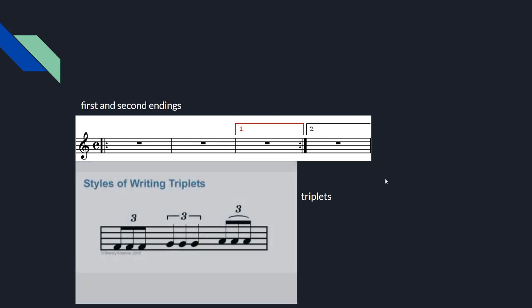Finally, triplets. Triplets denote that there will be 3 notes in the space where there usually is 2. For example, here there are 3 eighth notes, but there is a 3 over them, so that means there is a triplet. So instead of playing 3 eighth notes, you should play 3 notes that fit in the space of 2 eighth notes. So therefore you should play 3 notes in 1 beat. That means each note gets a third of a beat.